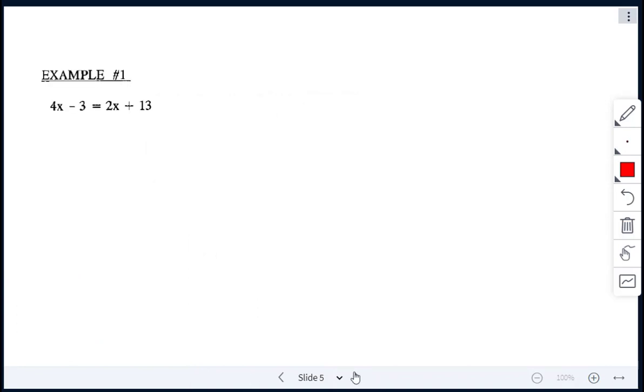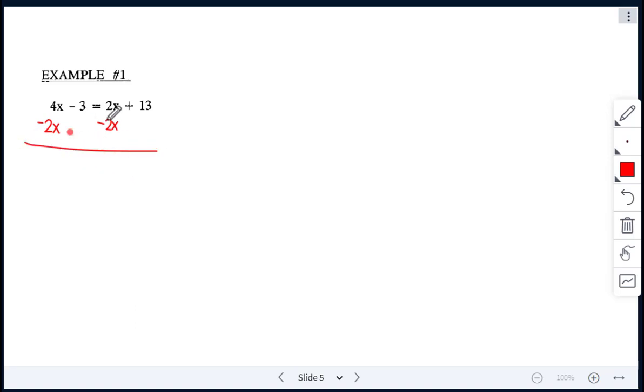Okay, so let's try an example here. 4x minus 3 is equal to 2x plus 13. So we need to collect like terms. For this example, the 2x we see on the right side as well as the left side. We usually have our variable on the left-hand side of the equal sign, so that means we have to move the 2x over to the left-hand side. Because we're moving it over the equal sign, you have to do the opposite. So the opposite of 2x is to subtract 2x. We're subtracting 2x from both sides.